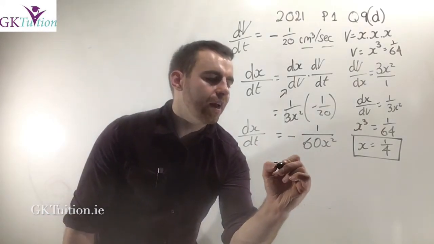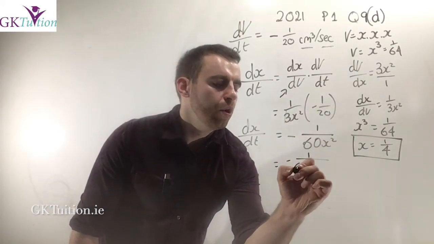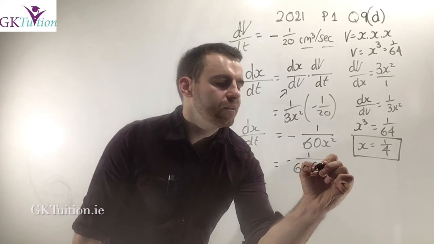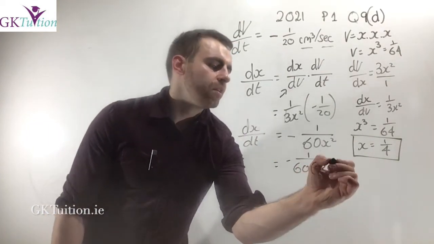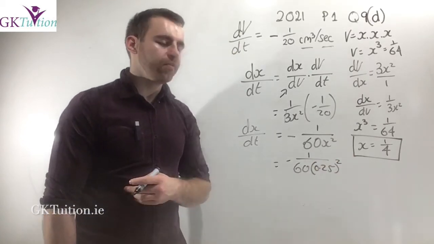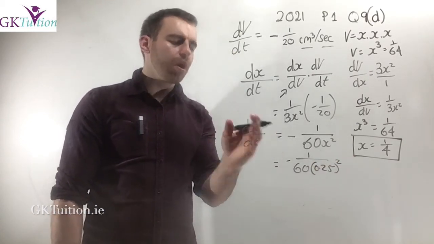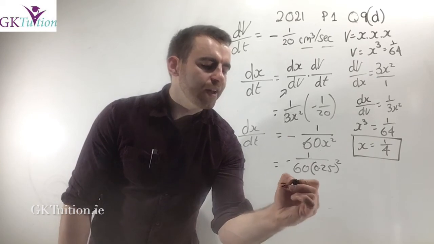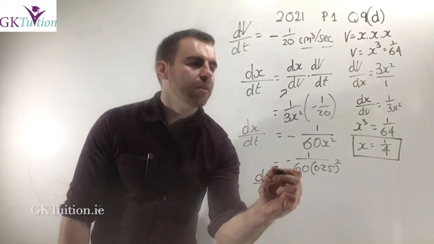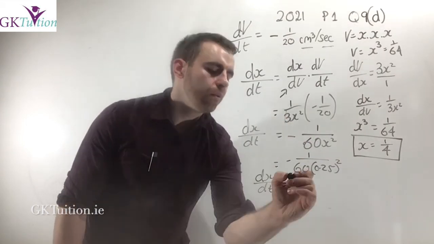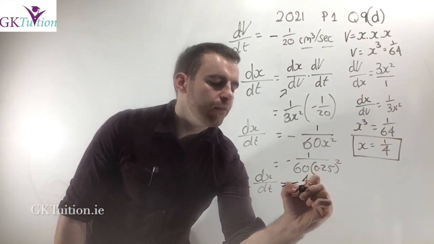So that means that's what I'm going to sub in here. To get my final answer, it's minus 1 over 60, and I'm going to write this as 0.25 rather than 1/4, just to avoid having an extra fraction. And it's x squared, so it's 0.25 squared. If you plug all of that into your calculator, we get to our final answer. The rate of change of x when the volume is 1 over 64 is equal to minus 4 over 15.